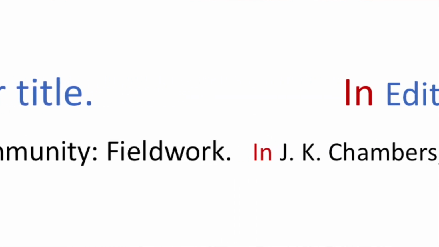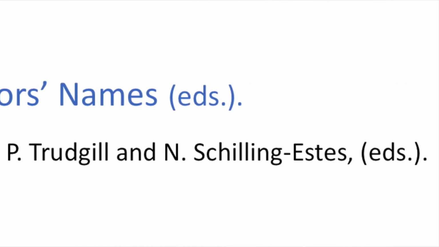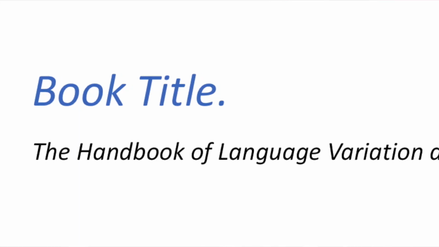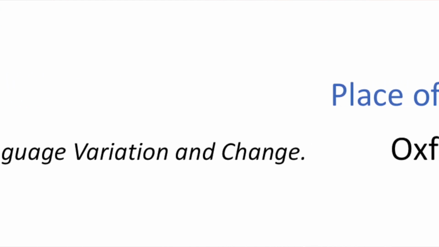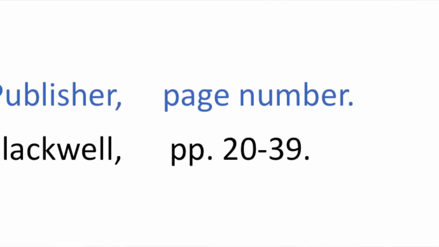And then we have In, J.K. Chambers, P. Trudgill, and Schilling Estes. And here, when we have more than one editor, instead of ed, editor, we put eds, meaning editors, that is for plural, full stop. And then we continue as usual with the title of the book, the place of publication, and the publisher, and the pages. Now let's take a look at articles in journals.